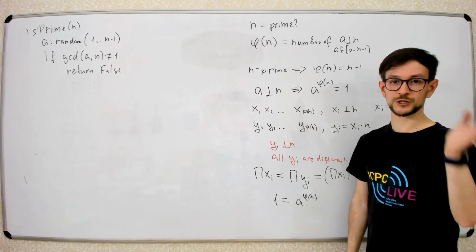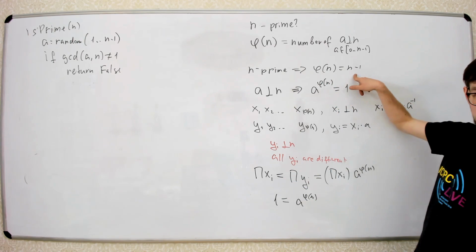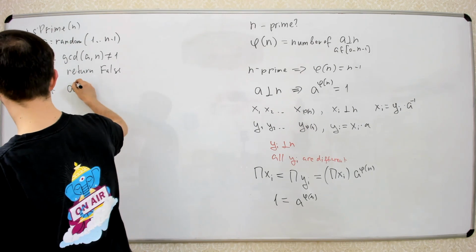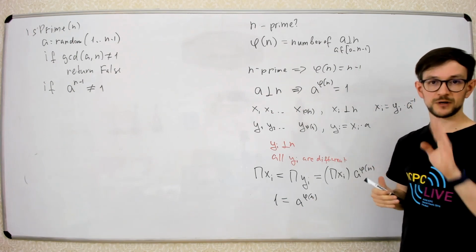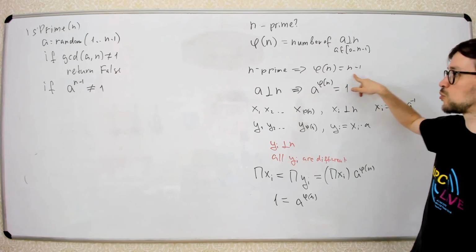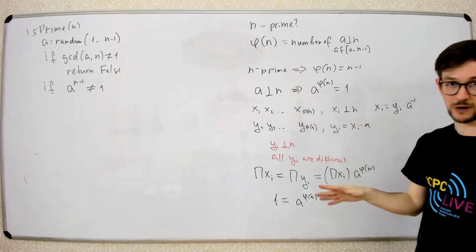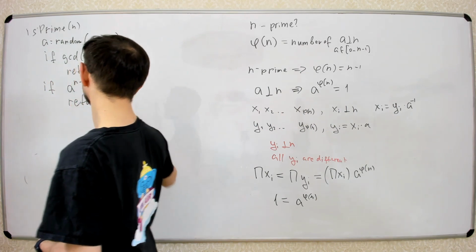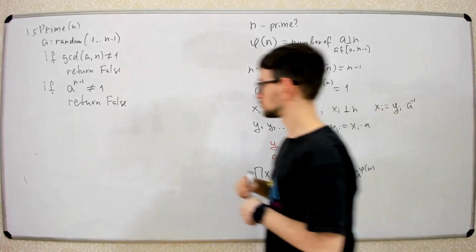So take some random number. If it is not coprime, then n is definitely not prime. If it is coprime, let's put it in power n minus 1. If a in power n minus 1 is not 1, then n is definitely not prime, because if n is prime, then phi of n must equal n minus 1. Then if we put any number in power n minus 1, we should get 1. If it is not 1, it's not prime. If not, let's say it's true.